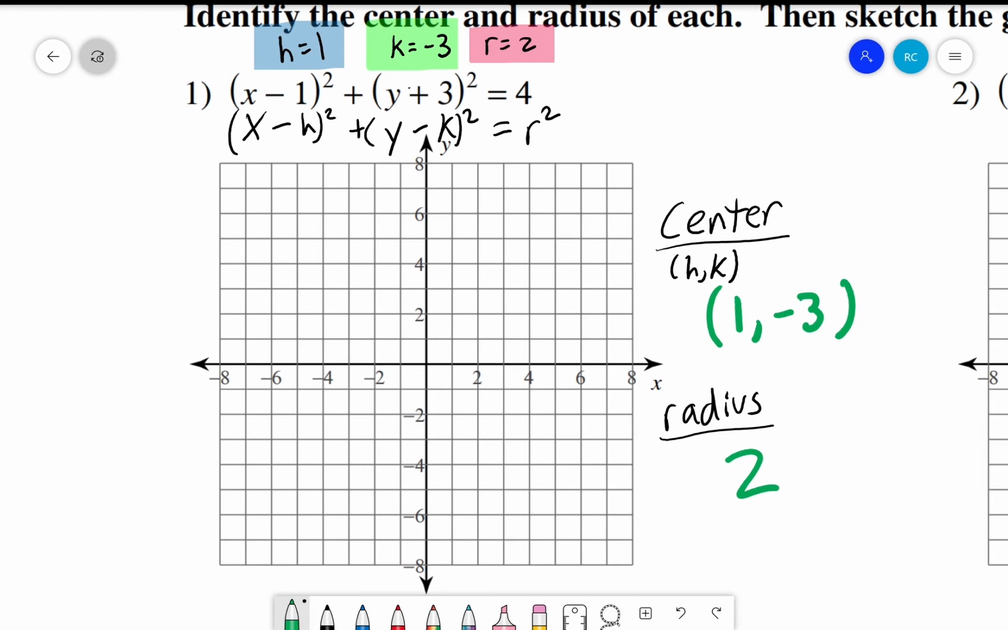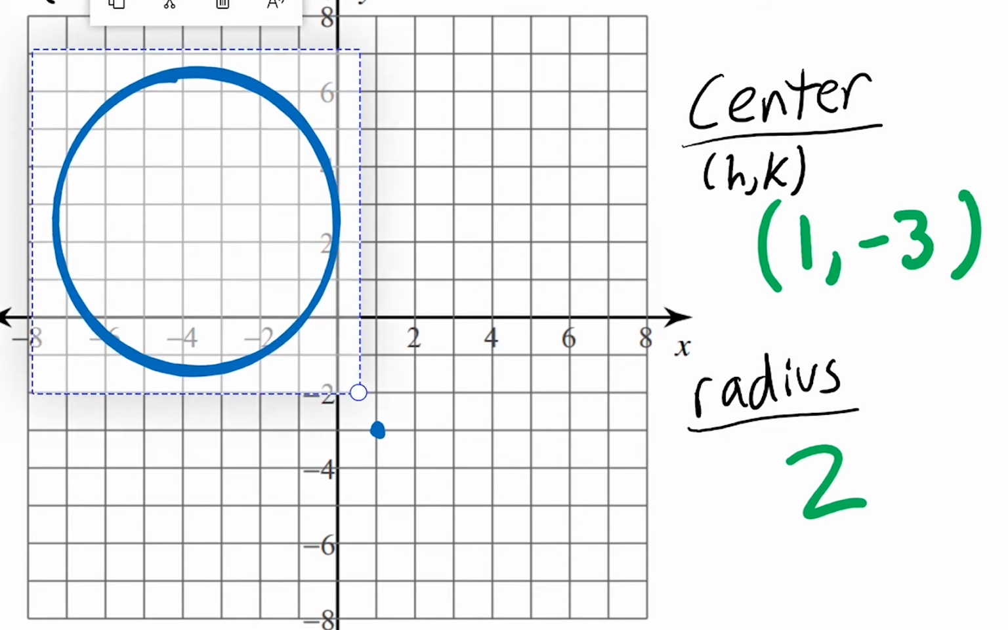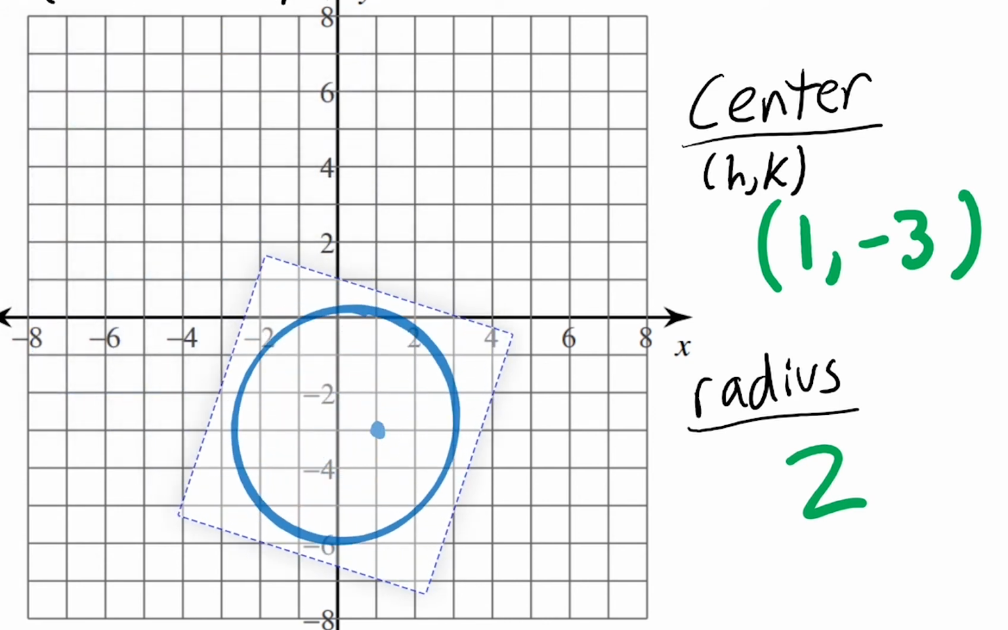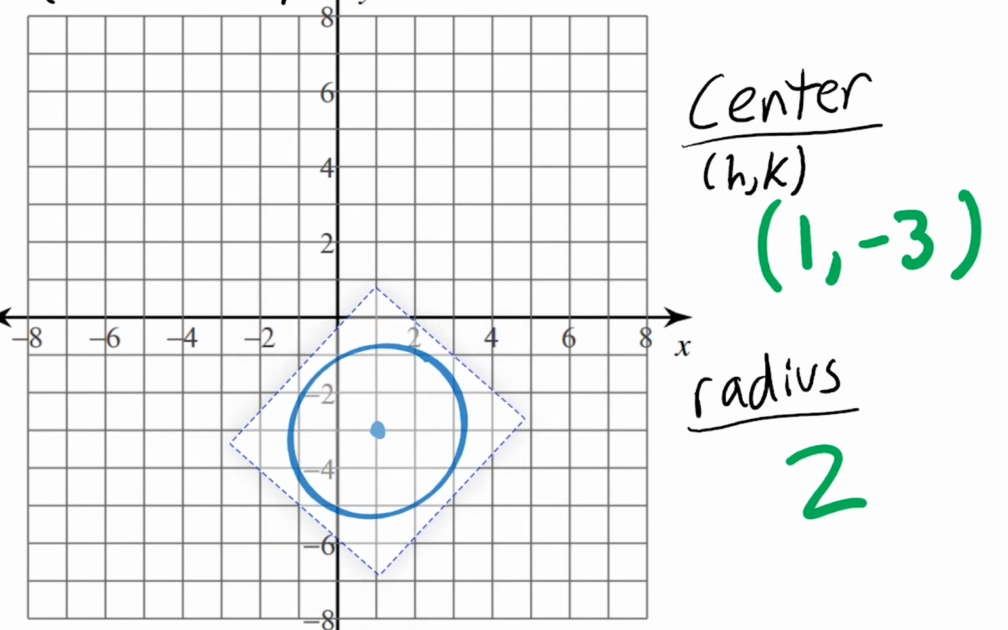So in order to sketch this graph, let's start by locating the center. 1, negative 3 is right here. And now, using my whiteboard, I think I can make a circle. And then I can move it around so that it's the right size and in the right place. So it's supposed to have a radius of 2. This isn't perfectly a circle, but that's okay. I wouldn't expect your sketch to be perfectly a circle either. So that's approximately right. That's probably a little bit too big.